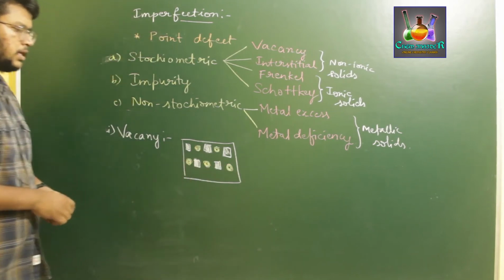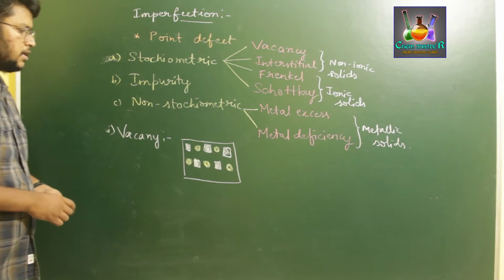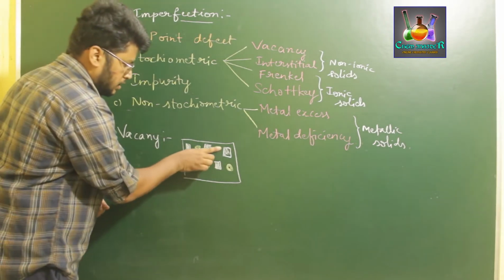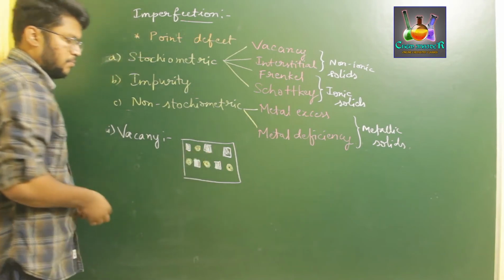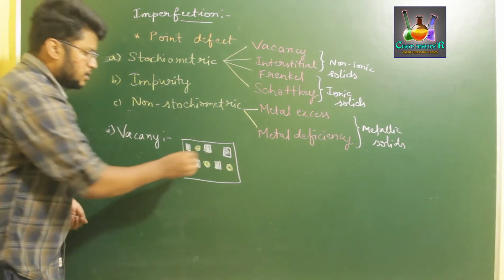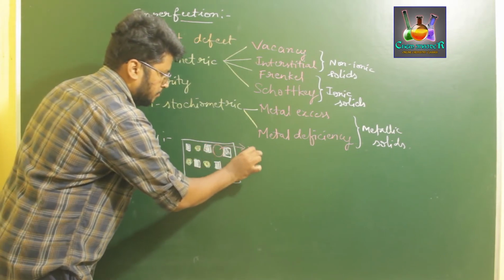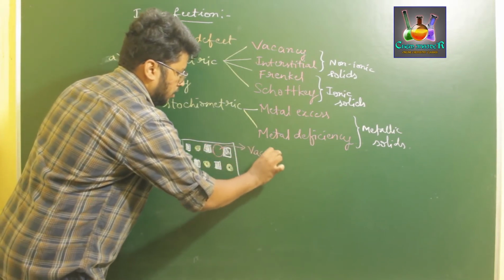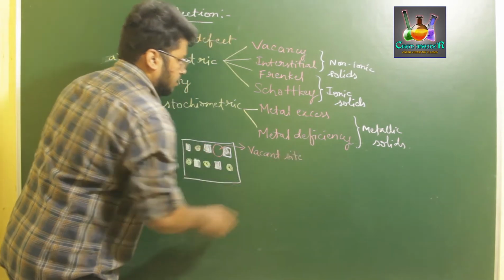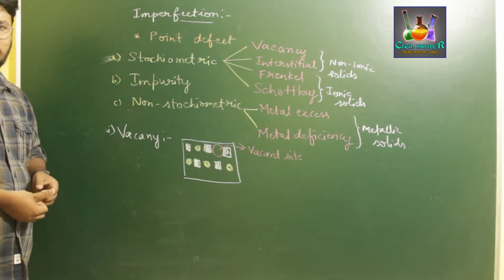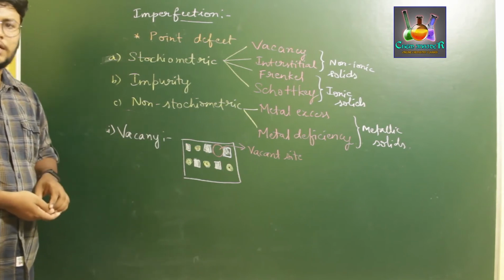So if these are the particles arranged in the non-ionic solids, and one of the particles is completely vacant, let us say this particle is not over there in its actual site, then this particular site is called the vacant site. This vacant site is nothing but the vacancy defect, which arises because of a vacant site present.